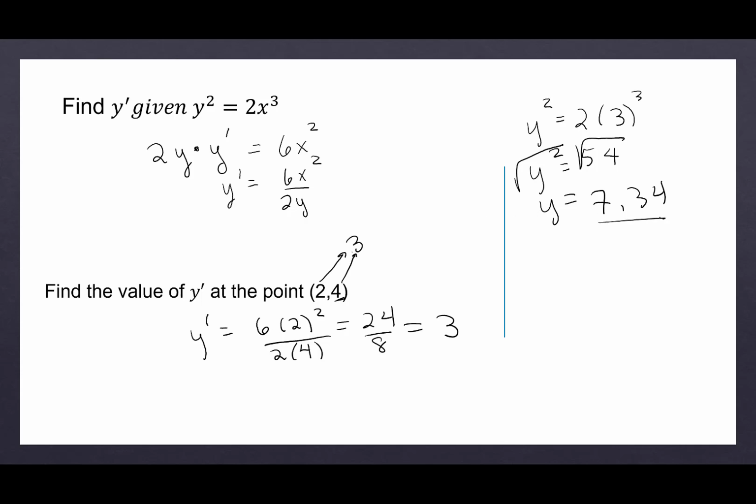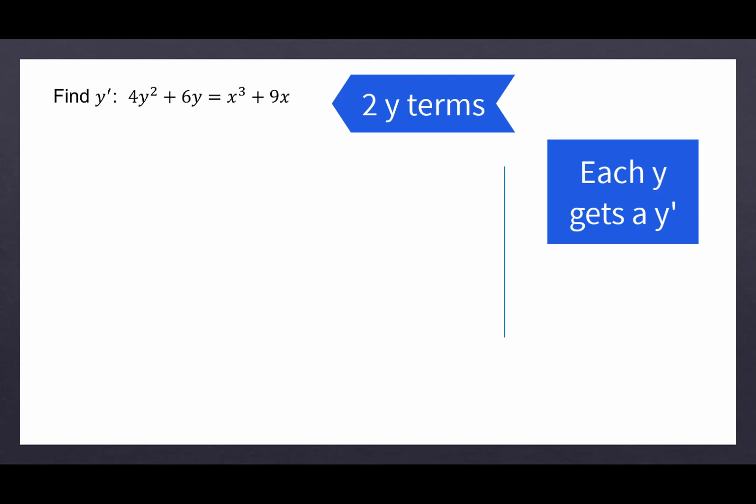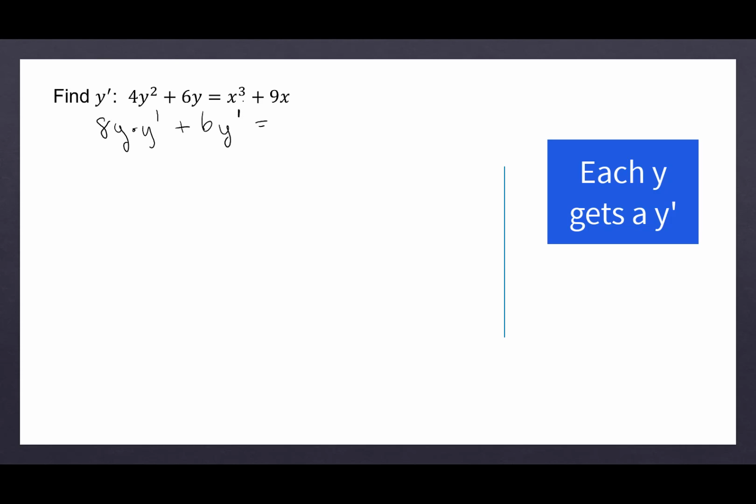The next one says 4y squared plus 6y equals x cubed plus 9x. Stop a minute to notice y is in this equation twice. I have a 4y squared and I have a 6y. My warning is wherever you have a y, you put a y prime. Maybe it's not a warning, maybe it's just that that's our rule. So I have 2 y's, it means I'm going to have 2 y primes. Super important that you see that. 4y squared becomes 8y times y prime. 6y is 6y prime, and that's equal to 3x squared plus 9.